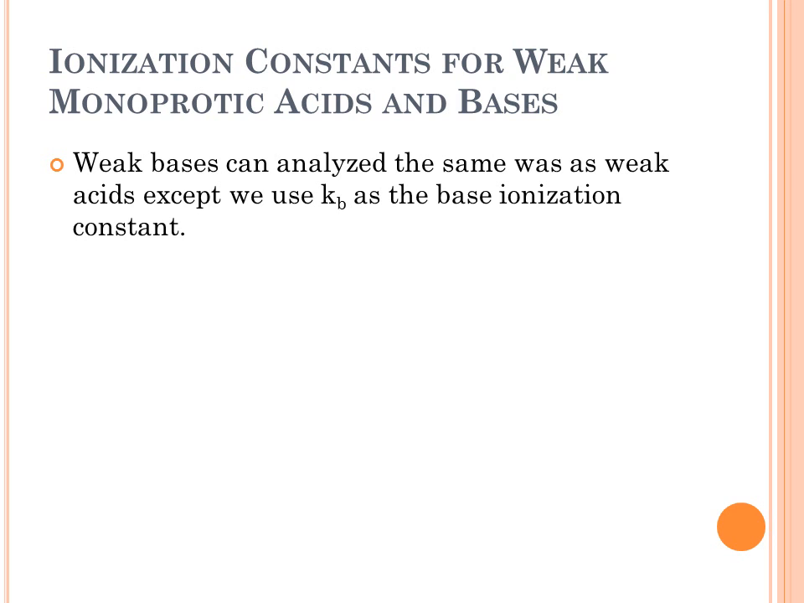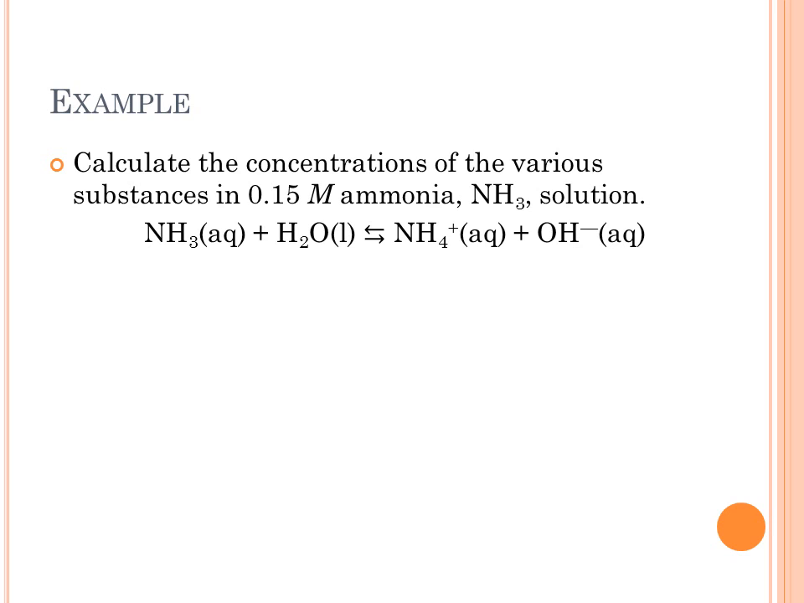We find we can do the same things with weak bases as we did with weak acids, except we use Kb for the weak base constant instead of Ka. So we could work essentially the same problem we just worked, except with 0.15 molar ammonia instead of 0.15 molar acetic acid, where ammonia plus water is going to form the ammonium ion plus hydroxide ion.